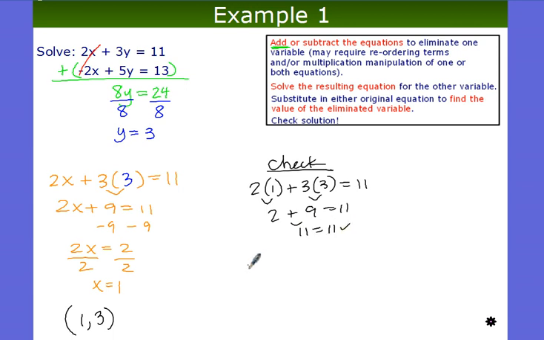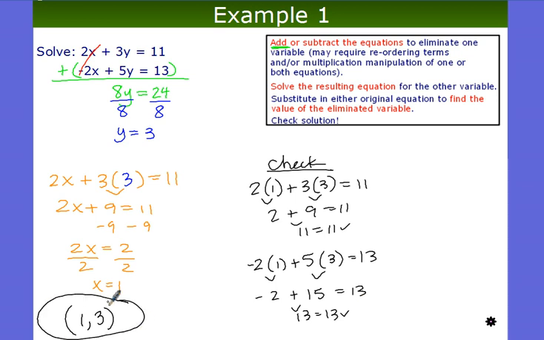I take the other equation, negative 2x, so negative 2 times 1, plus 5y, so 5 times 3, equals 13. Again, I do those operations, negative 2 plus 15 equals 13, and then 13 equals 13. So because I get a true statement for both equations, this ordered pair is the solution to the system.